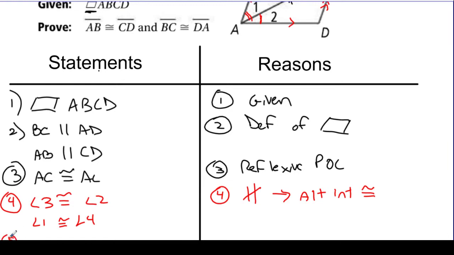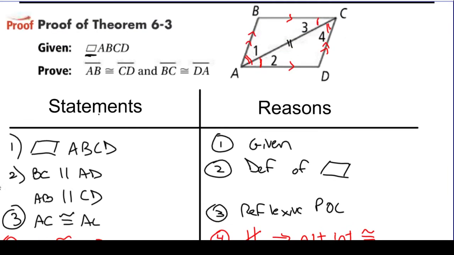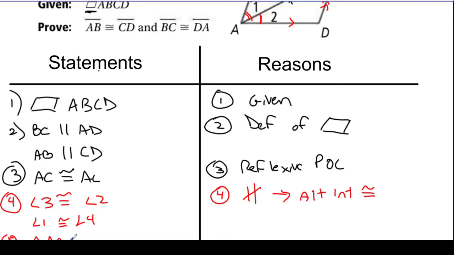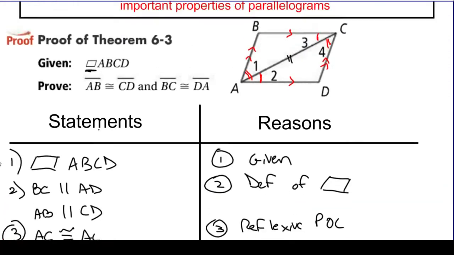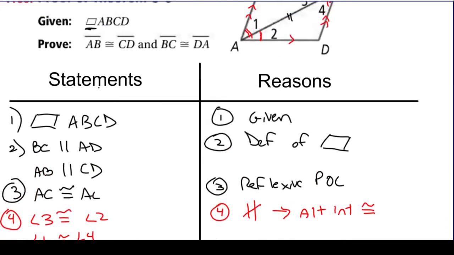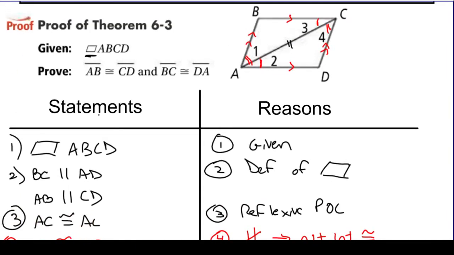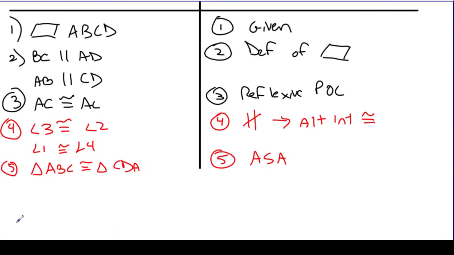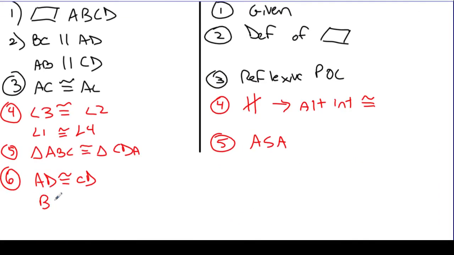So I'm going to say step 5: the triangle on the top, triangle ABC, is congruent to triangle, excuse my congruent symbol, it looks like I have to call this one CDA. The reason for that is the angle-side-angle shortcut, so I can use that, and now we're done. Last step: AB is congruent to CD, and BC is congruent to DA.